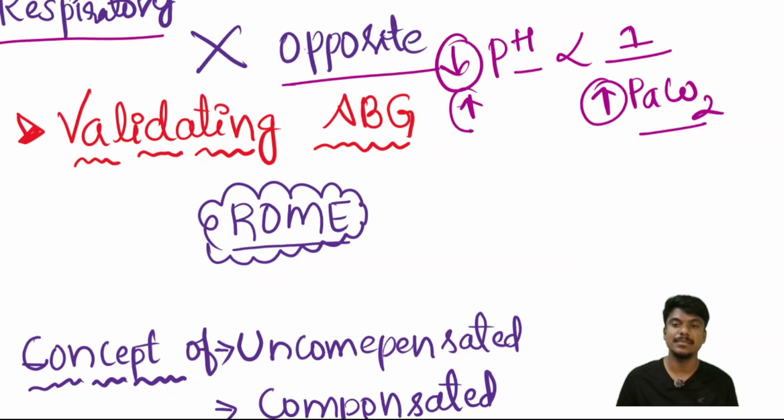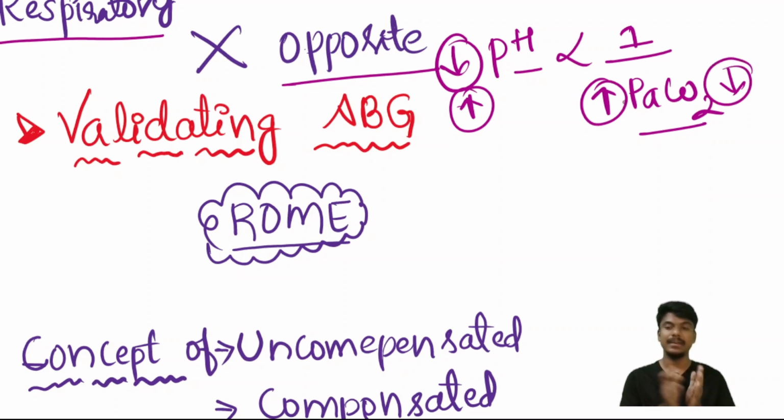If there is increased pH, there will be a reduced PCO2 level. That's how there is a link. When the pH is low, your PCO2 will always be on the higher side. I told you PCO2 is a volatile gas, volatile carbonic acid. So if there is a PCO2 rise, there will be acidosis. Acidosis means reduced pH. That's how the respiratory is opposite.